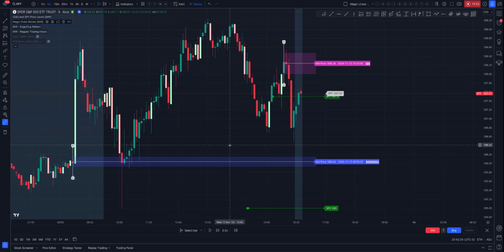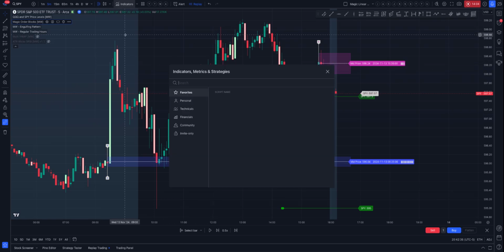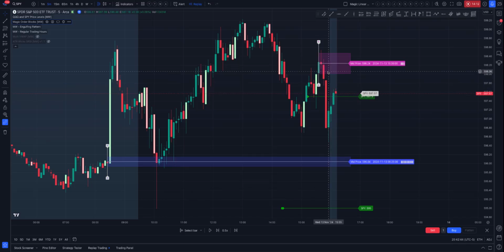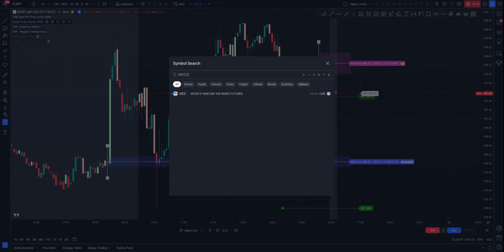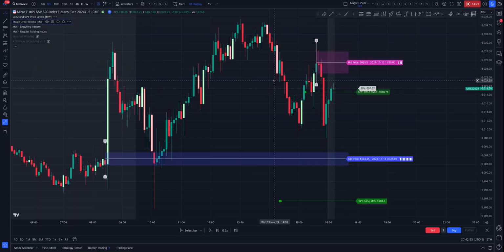Now, what's great about these tools, specifically with QQQ and SPY price levels, is that I often trade futures also. So if I'm looking at the micro E-minis, let's go to MES, the MESZ 2024. This chart looks pretty much the same. So I can, and it shows me the price levels on SPY. So the prices on MES are in the 6,000 range, 5,900 range.